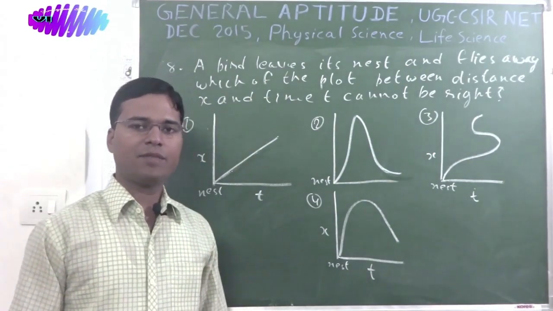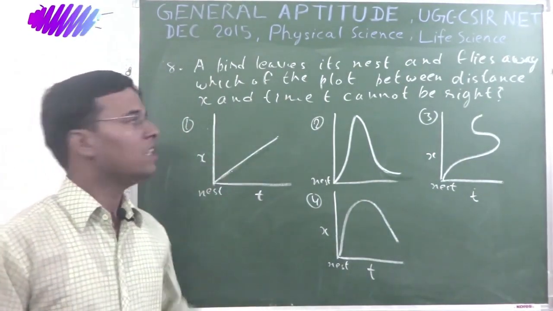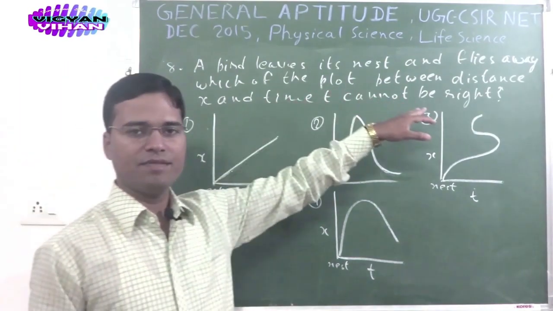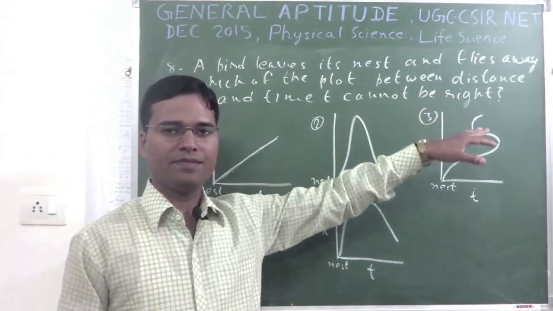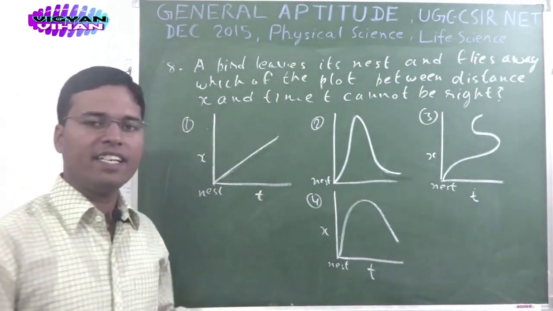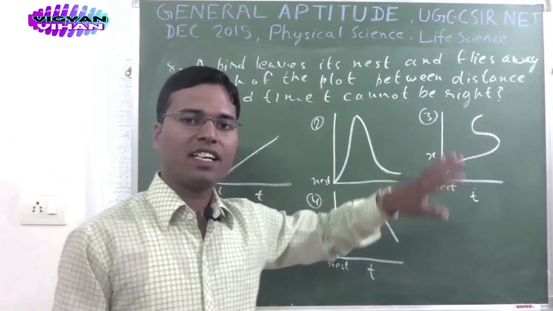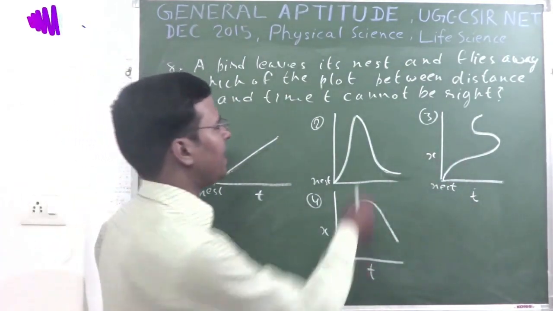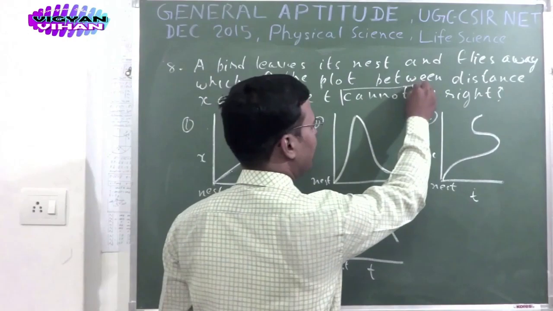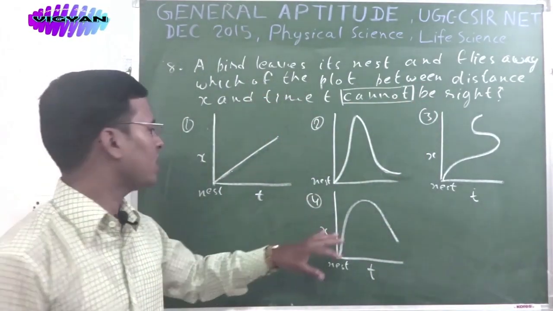Friends, here is the next problem, problem number 8. In this problem, a bird leaves its nest and flies away. The bird's distance from the nest is plotted against time. Then we will have to select the curve which cannot be right. So read it carefully. This question is asking for the curve which is not right.